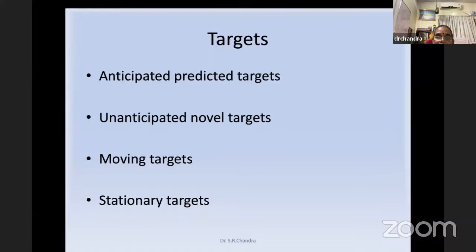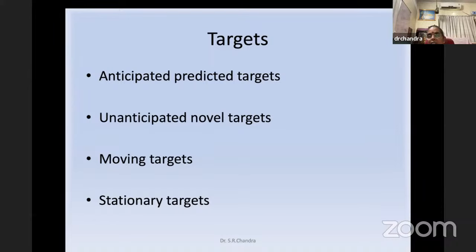And what are all the types of target? Anticipated target. So when you are moving on the road, you anticipate buses, scooters, cycles. Unanticipated target, an animal quickly coming across the road. It's an unanticipated target. And you may have moving targets. You may have non-moving targets. So these are the various targets.